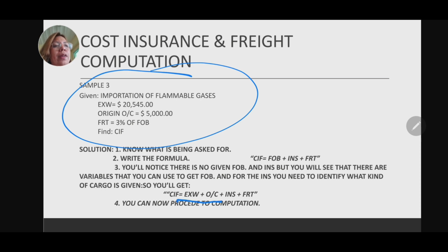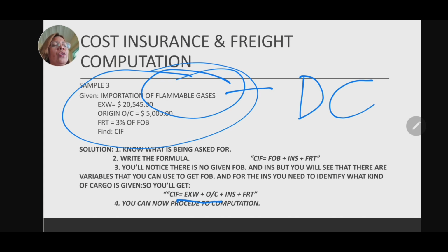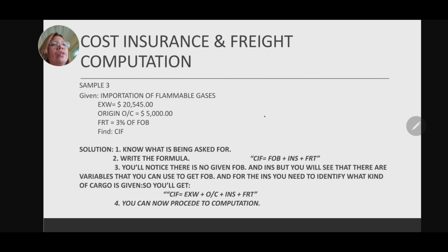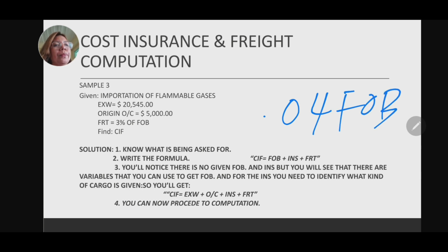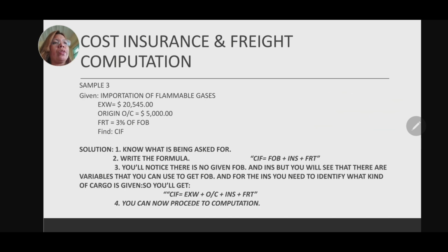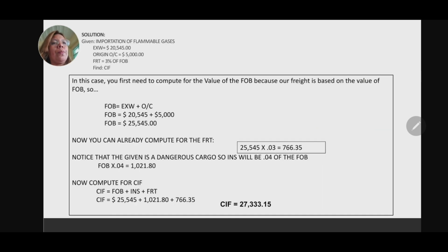charges. And for the insurance, we need to identify what kind of cargo is given. So in this case, your cargo is a flammable gas, and a flammable gas is a dangerous cargo. So for your insurance, we are going to use 0.04 of our FOB. So in this case, again, as I've said earlier, we're going to use the Ex Works plus other charges plus insurance plus freight formula of our CIF. And now that we already know all of those things, we can proceed to our computation.